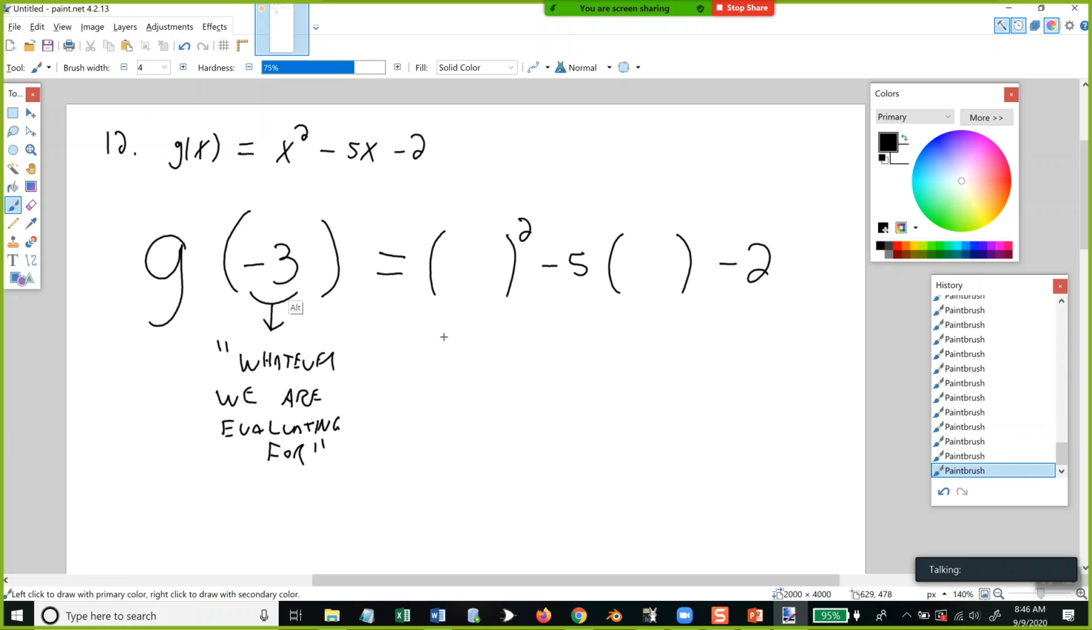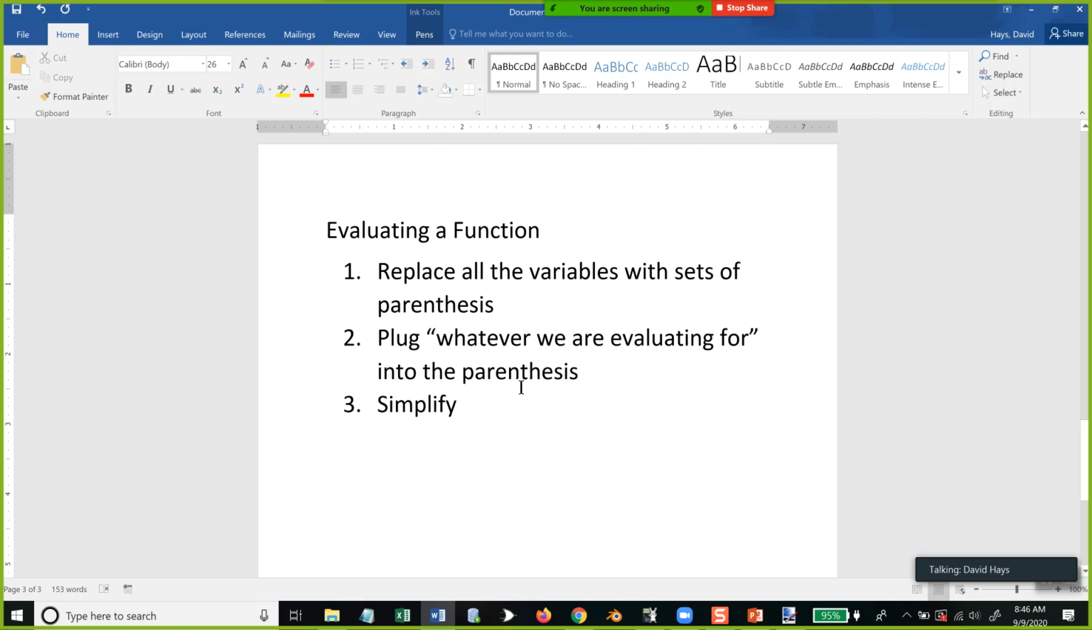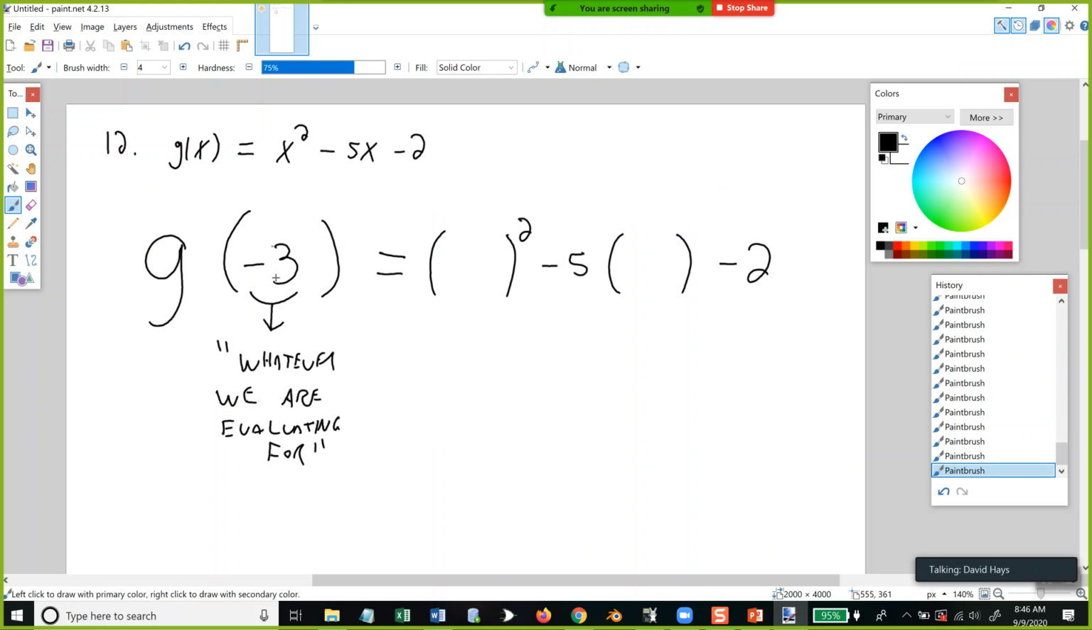So on step 2, when it says plug whatever we're evaluating for into the parentheses, whatever you have in the parentheses right here, you put in over here. And then our third step is to simplify. In this case, it might be follow order of operations. Do exponents first. Negative 3 squared is 9, and I'll go ahead and do it all in one step. But negative 5 times negative 3 is 15, minus 2. 9 plus 15 is 24, minus 2 is 22. And that'd be our answer.